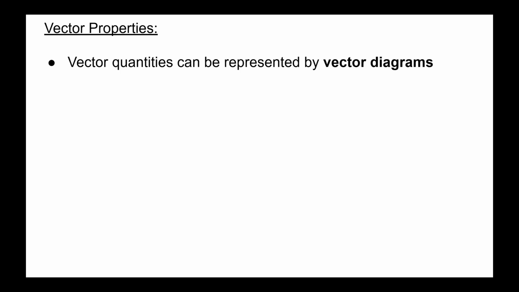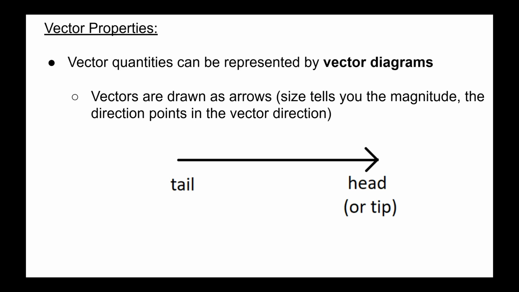Vectors can be represented within vector diagrams. This is a very useful thing that we'll do where we are looking to analyze a situation and we'll use a vector diagram. In these diagrams, we draw vectors as arrows. So the size of the arrow tells you the relative magnitude, and the direction that the arrow points in tells you the direction that that vector acts in.